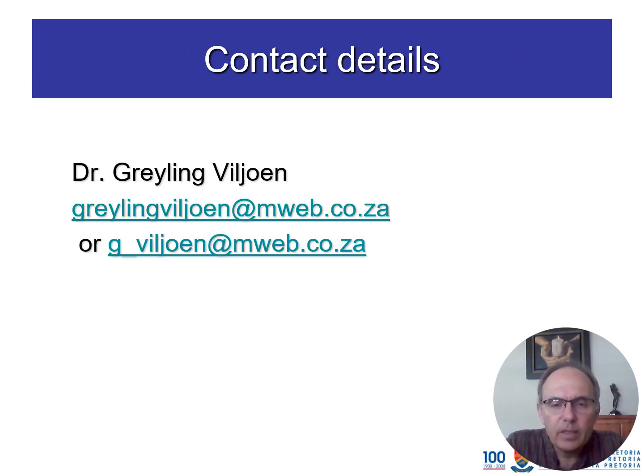At the beginning of the module, I provide my contact details. There are 2 email addresses, greiling-viljoen@mweb.co.za or g_viljoen@mweb.co.za. If you write an email, usually the turnaround time is 24 hours, and you can also leave your telephone number where I can contact you if you think that discussion would be a better option than just doing it in writing.